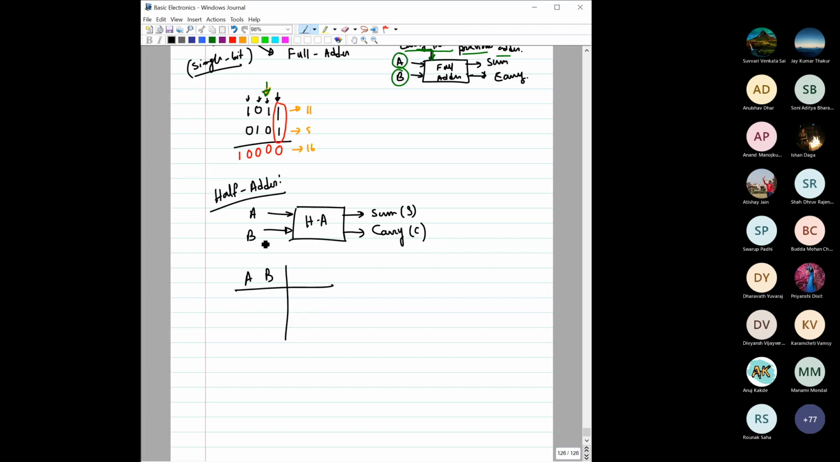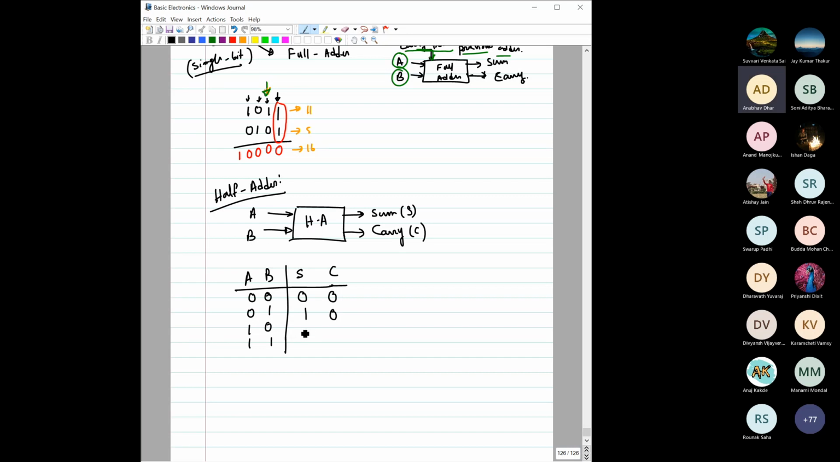So truth table is the relation between input and output. So input is A and B, output is here sum and carry, right? So write all possible combinations of input. 0, 0. What will be the sum? 0. Carry? 0. 1, 0. Sum? 1. Carry? 0. Very good. Next one.